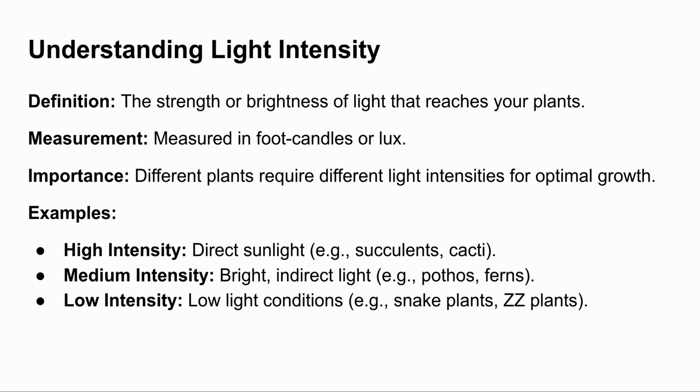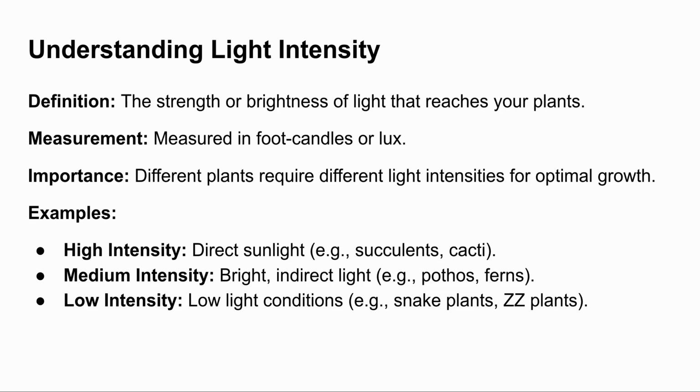So we've talked about the two types of light, natural or artificial. Here's some of the elements that make them up. The first one is light intensity, and this is the strength of the light. Different plants require different light intensities. Some want really bright, direct light, like succulents and cacti. Some want really low light, like snake plants. ZZ plants don't need a lot of light.